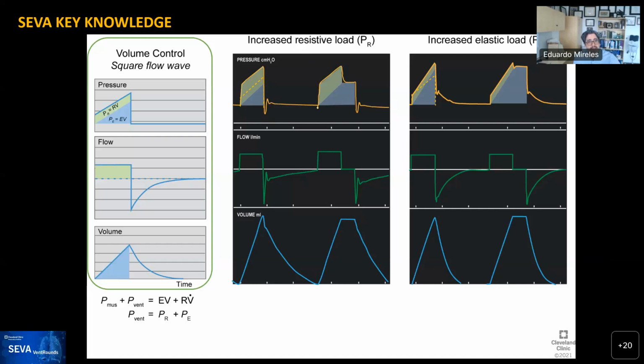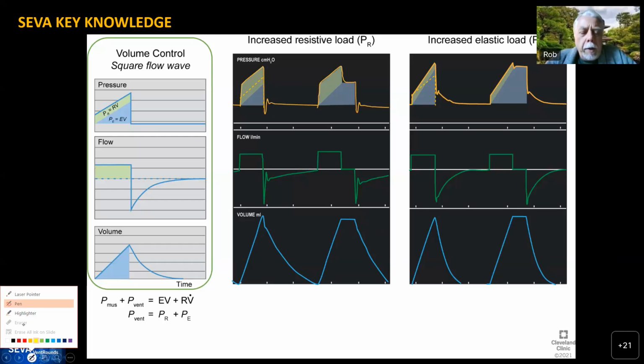Rob, any comments here? Yeah, just to point out that the equations at the bottom of that slide are the equation of motion. And the graphics that we see on a ventilator waveform are nothing but the graphs of the equation of motion. So pressure, volume, and flow, in that order. And the shaded areas: the green area is what we call the resistive load, which is resistance times flow. And the blue shaded area under the pressure curve is what we call the elastic load, or elastance times volume. That's where all that stuff comes from.